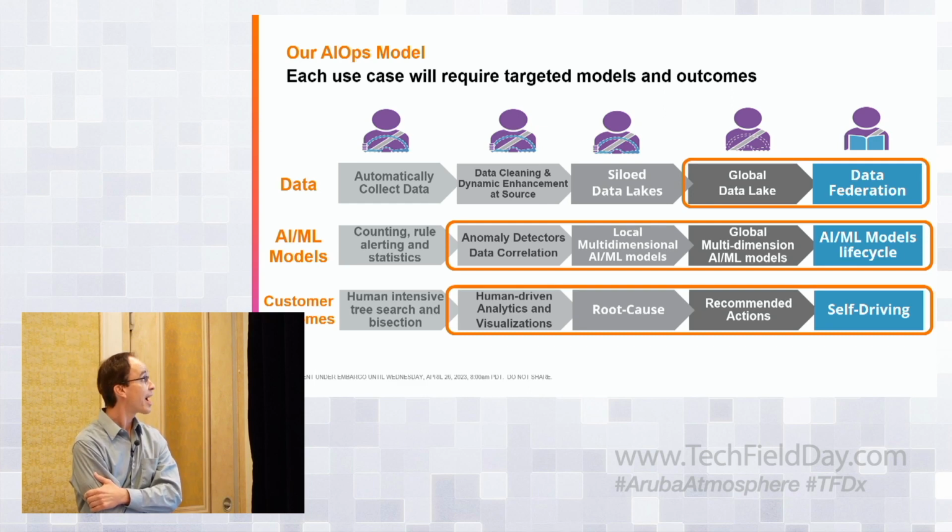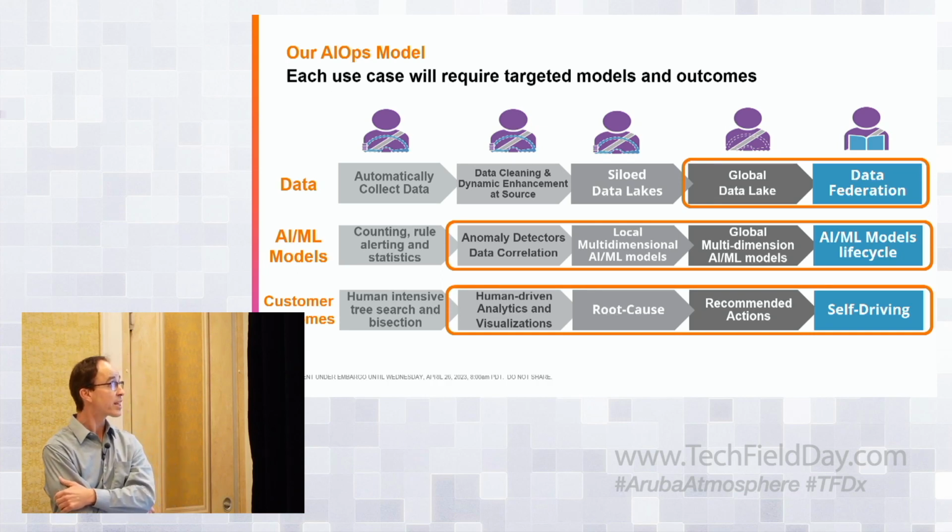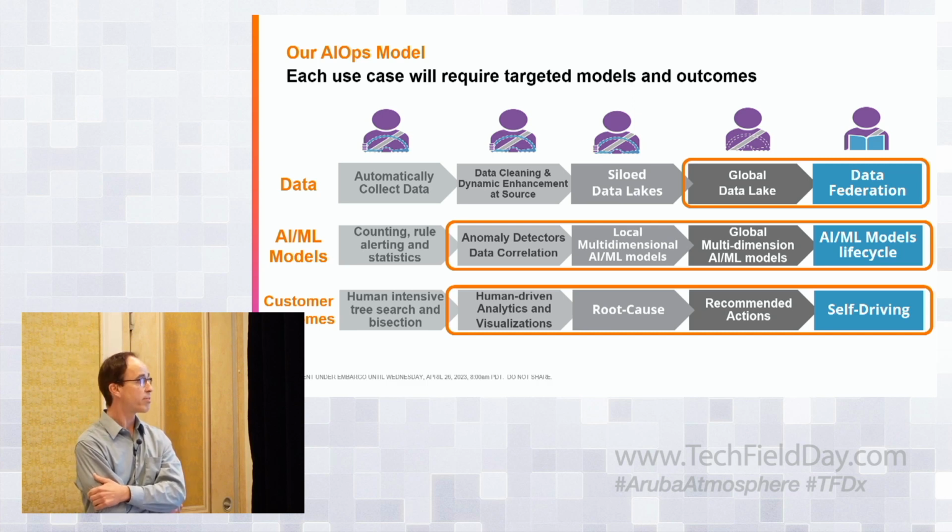On the AI/ML models, it's very use-case dependent. For some examples, we do not control the service or application that may be failing. So the most we can figure out is that this is an anomaly that's a failure and point in that direction, but we cannot actually fix it. So we have all the flavors depending on the use case: anomaly detectors, local multidimensional AI models, global multidimensional models, and of course we do AI model lifecycle for all of them.